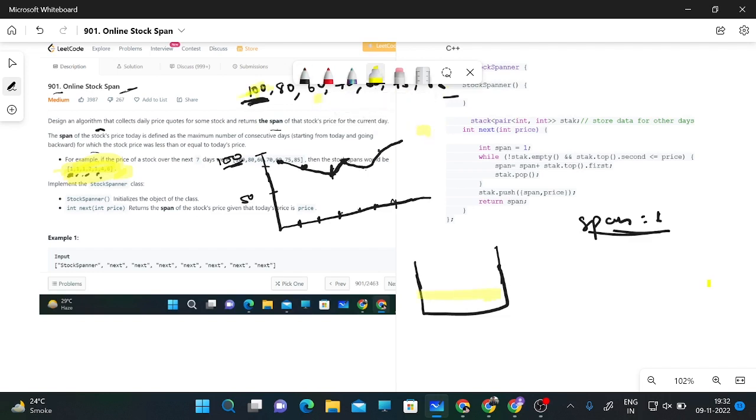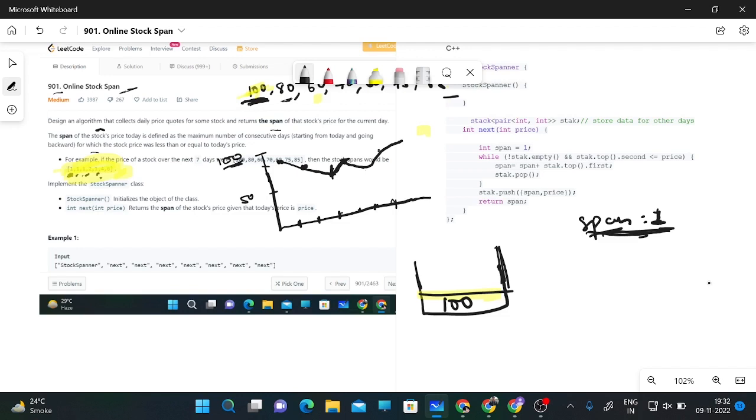So when 100 will come, it will be here. It will come directly because the stack is empty. Now again span will be 1 because it is empty. Whenever the stack will be empty, we will return a span that will be 1 only. Span 1. Okay. Now again we will check for this 80.